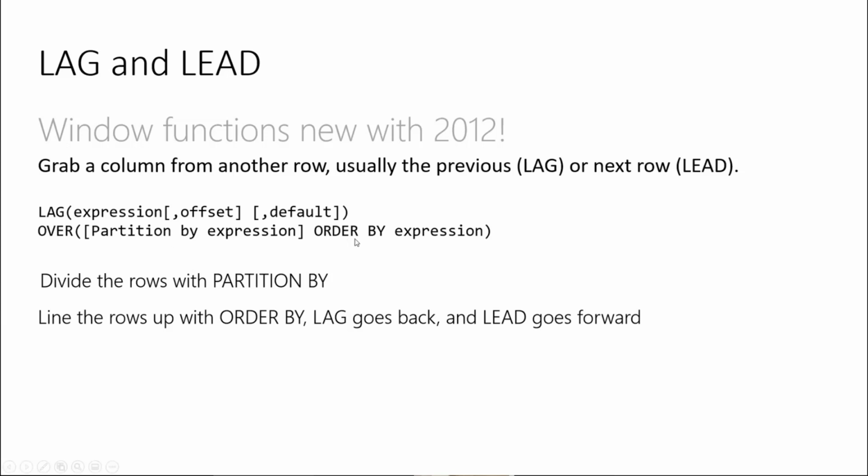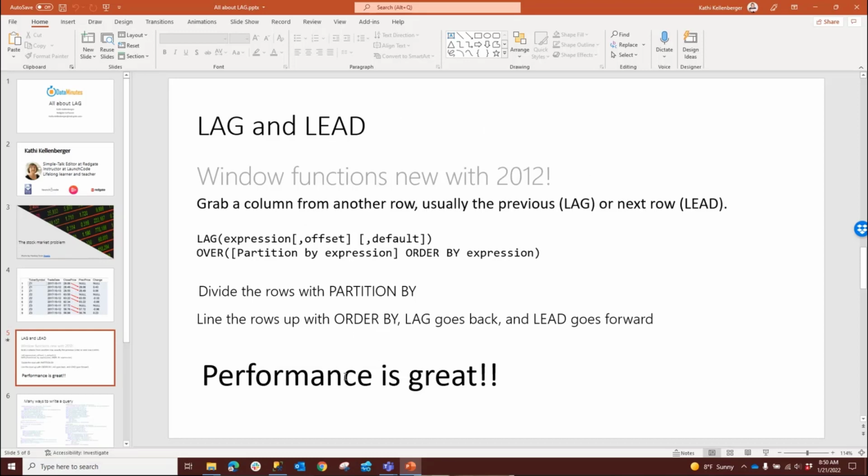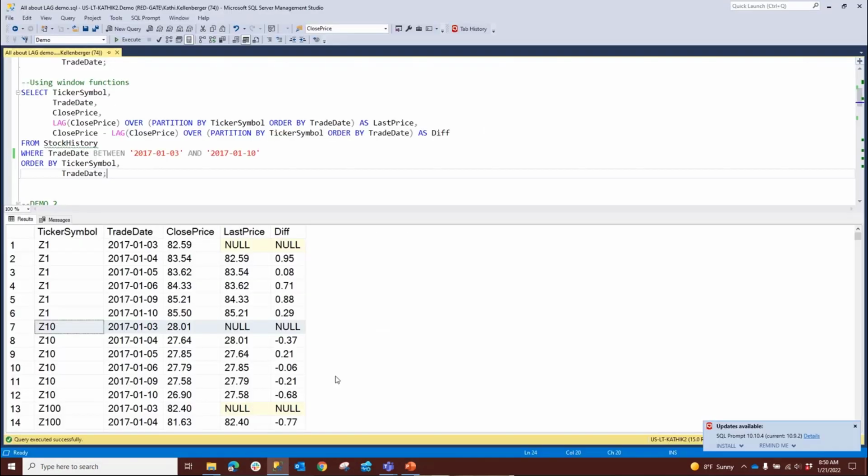So that's how you separate the data. And then you have to also provide an order by so that SQL Server knows how to line the rows up. That way it can figure out which one is a previous row, which one is the next row. And as I said, lag goes back, lead goes forward. Let's take a look at a few more examples.